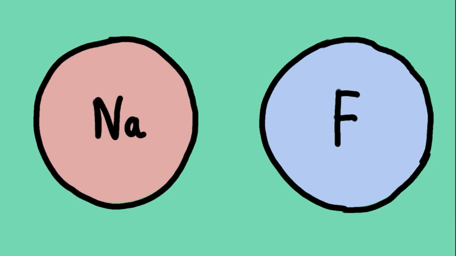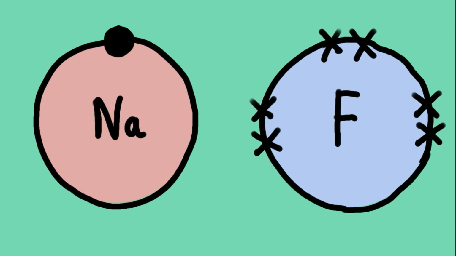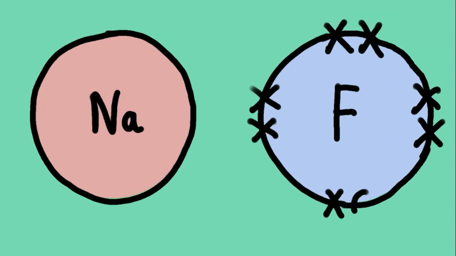Today we're going to look at a chemical bond formed when a metal and a non-metal react together. So here we have an atom of sodium. It's in group 1, with 1 electron in its outer shell. An atom of fluorine, group 7, has 7 electrons in its outer shell. When these two react, sodium transfers an electron to fluorine to get a complete outer shell.